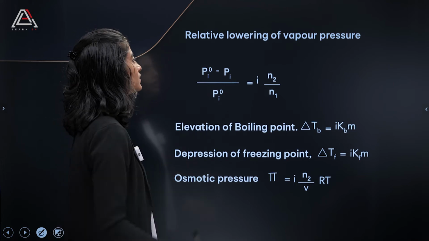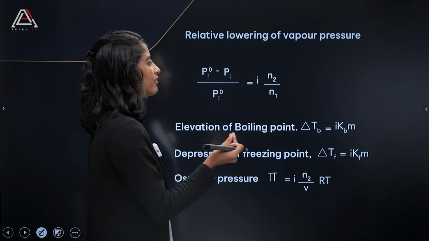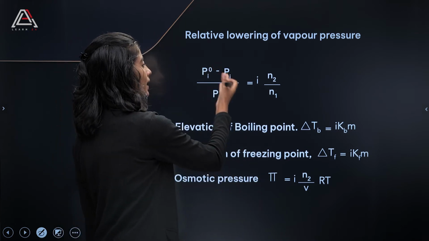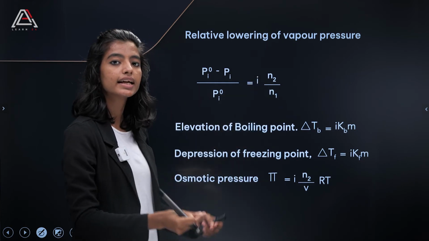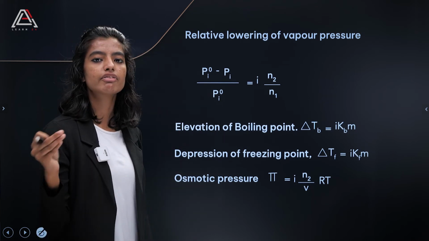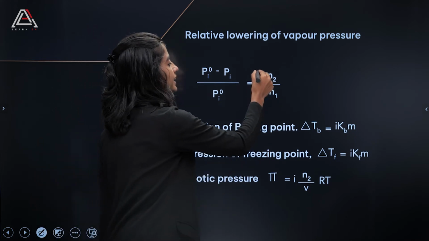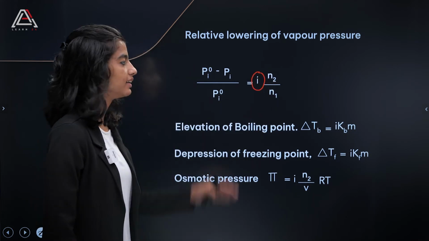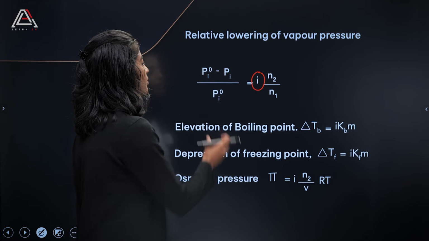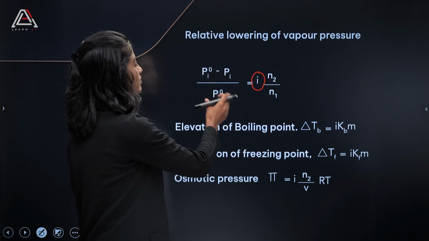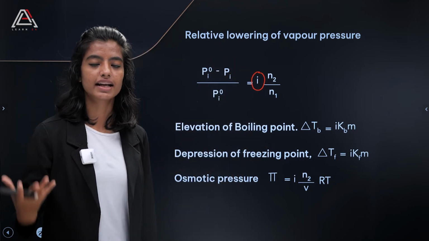The first colligative property was relative lowering of vapor pressure, and the equation was (p1° minus p1) divided by p1° equals n2 divided by n1. But now Van't Hoff modified this equation by placing i here, and this is the modified equation: for the relative lowering of vapor pressure, (p1° minus p1) divided by p1° is equal to i times n2 divided by n1.